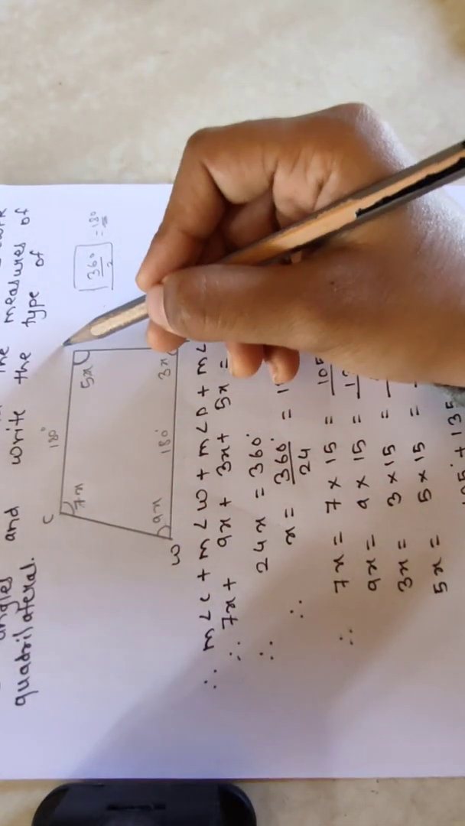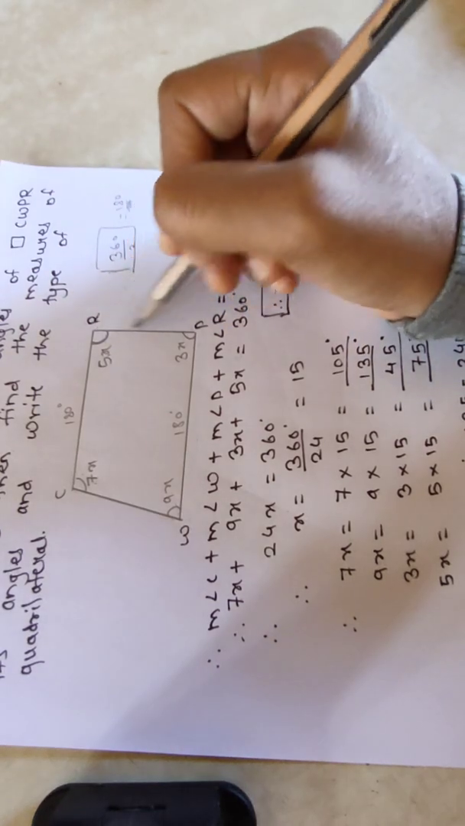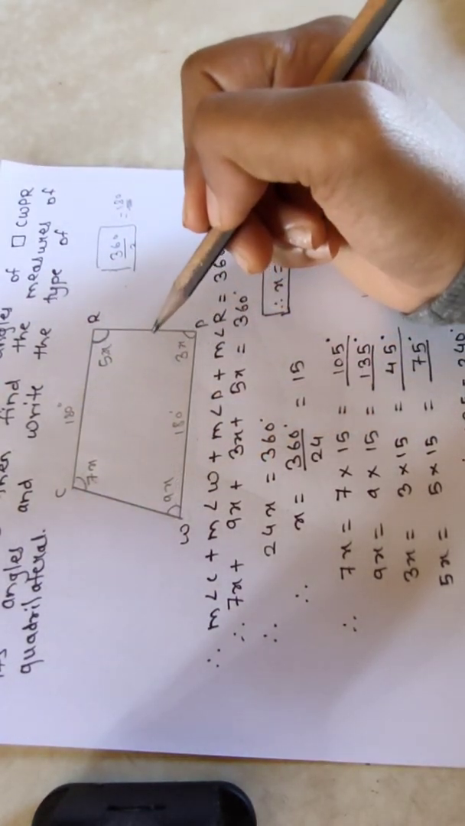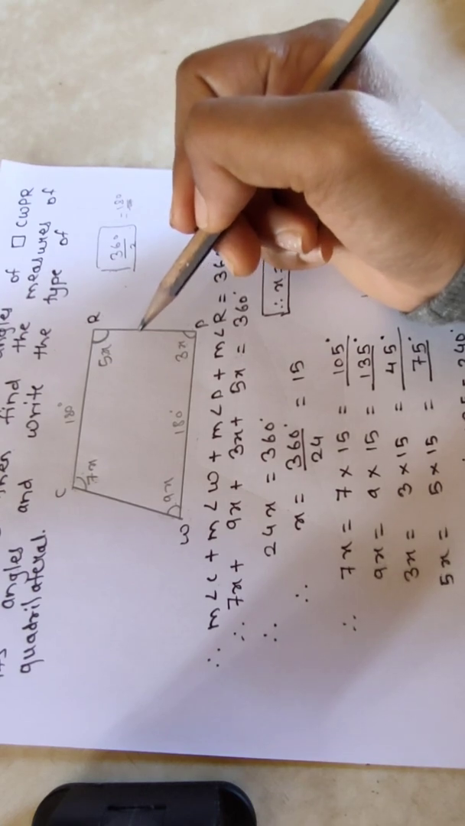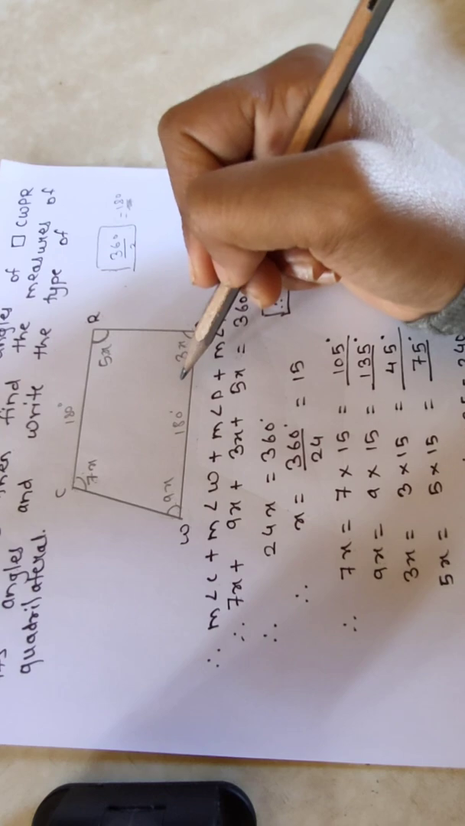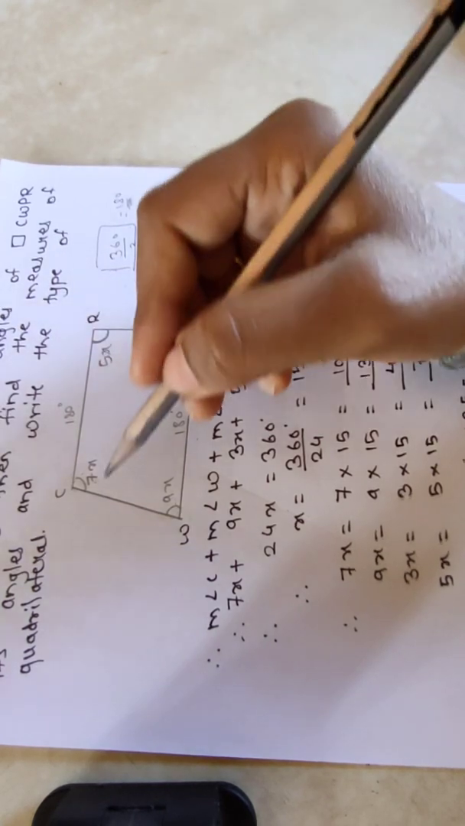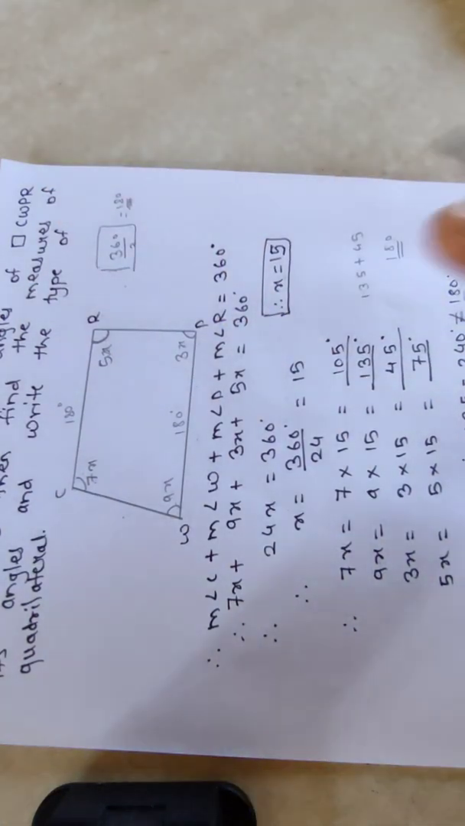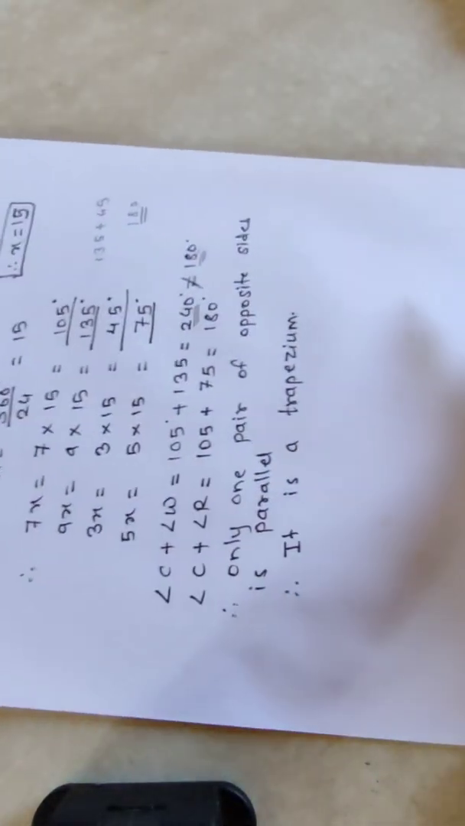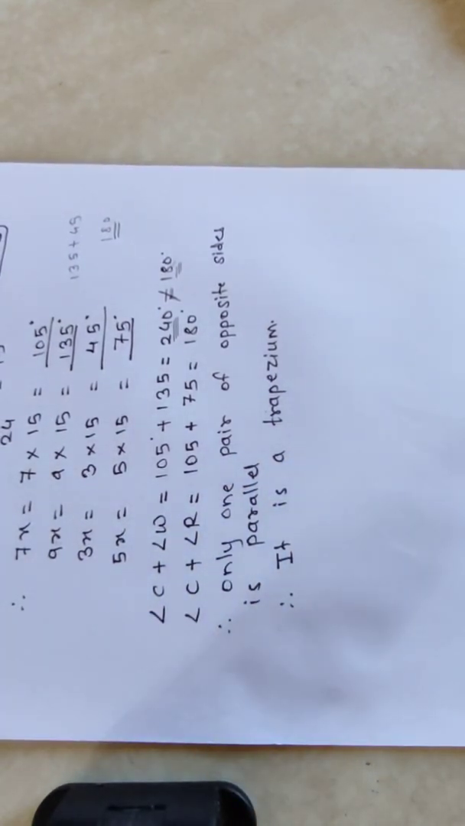So this line and this line are parallel to each other. But this line and this line are not parallel to each other. This is the property of a trapezium. In a trapezium, only one pair of opposite sides is parallel. The other pair is not parallel. That means such a type of quadrilateral is a trapezium. It's a trapezium. Thank you.